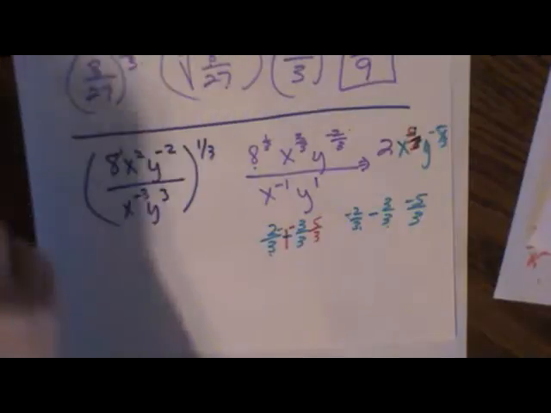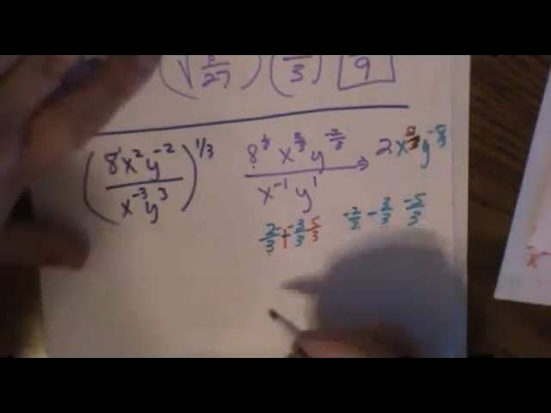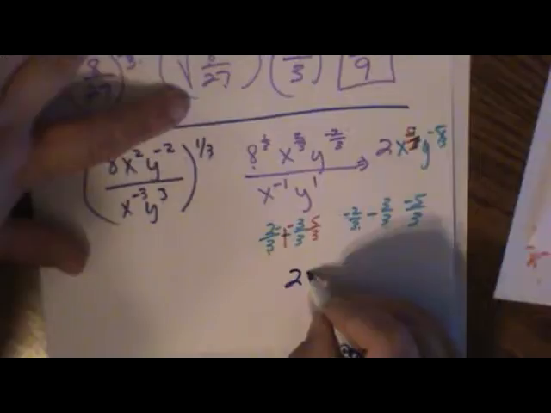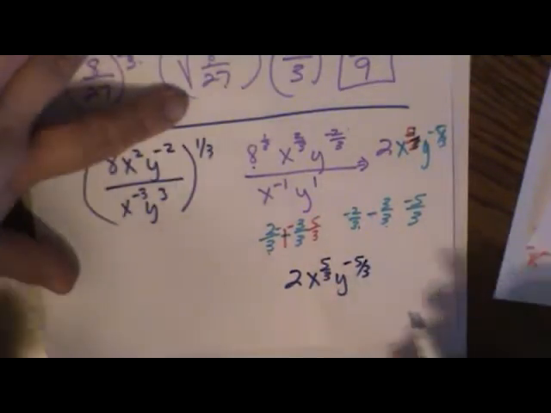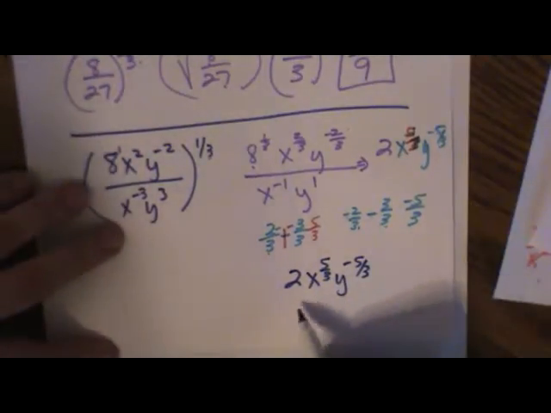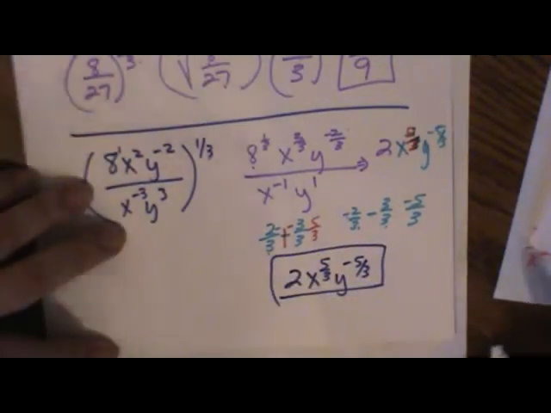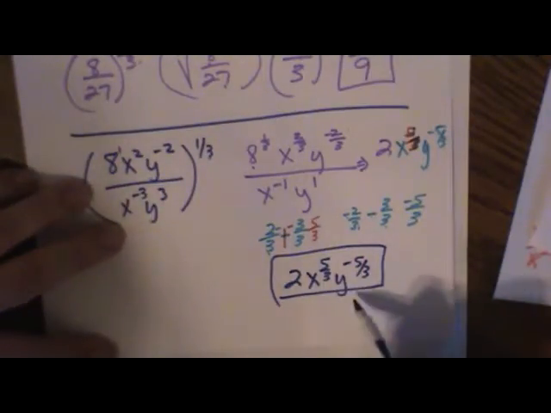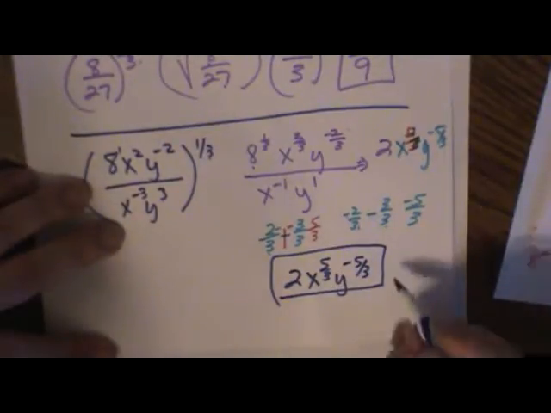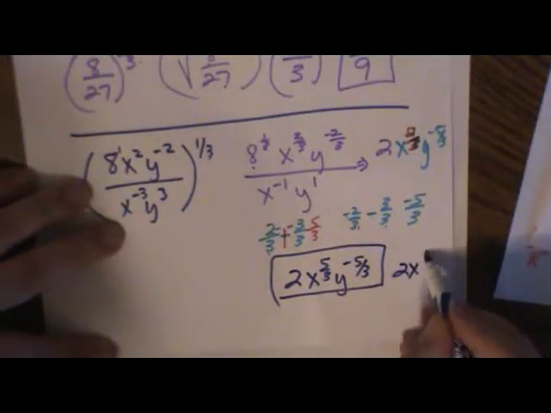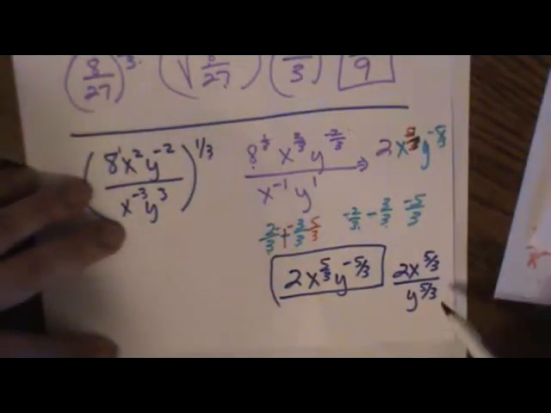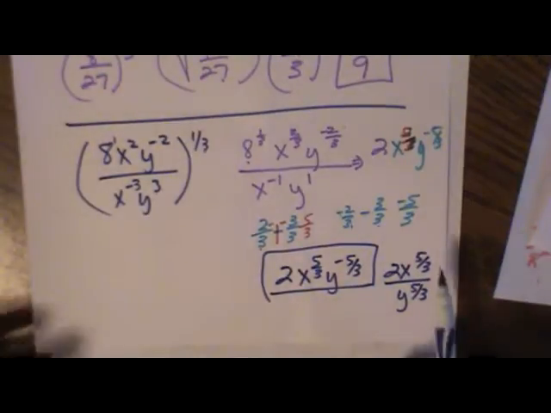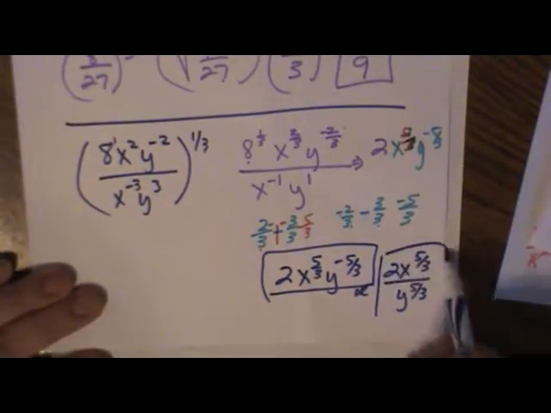And that kind of looks really confusing, so I'm going to rewrite that answer down here. We have 2x to the 5/3, y to the negative 5/3, which is our answer. Again, if Hawkes says positive exponents, then this y, since it has a negative exponent, needs to be rewritten as a fraction like this, so that there are no negative exponents. Both of these are correct answers.